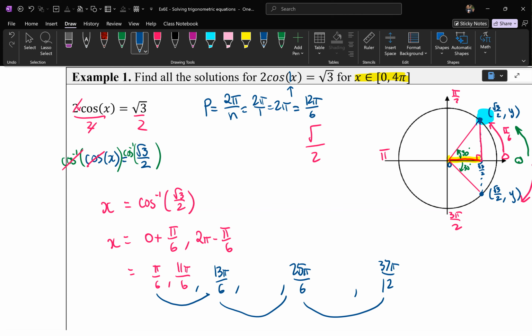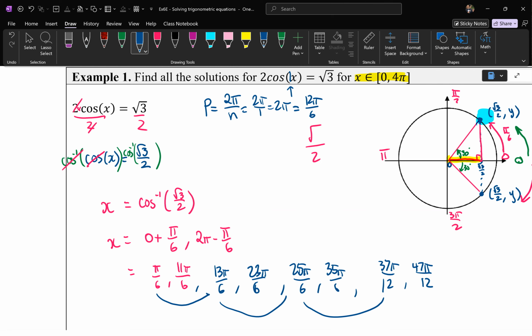That gives me just the 1 point. But notice there's a pattern. Pi on 6 and 11 pi on 6 is only a difference of 10. So that means if I know 13, the other one must be 23. If I know this is 25, there's a difference of 10, so this must be 35 pi on 6. If I know this is 37, wait, that doesn't feel right. Something's wrong. Is that right? Oh, that's right. Yeah. And then like that. So you can see I can keep going forward or I can go backwards. But all I did was I found the first 2 solutions and then I just applied the period. You just add, subtract until you get the domain you want.